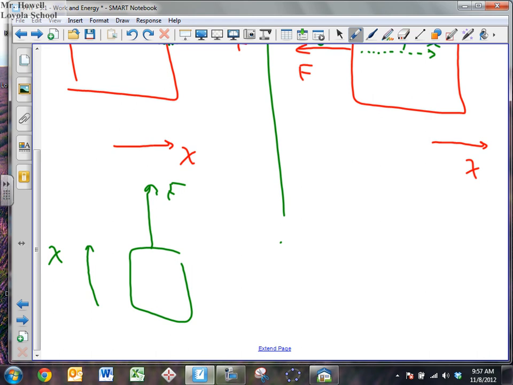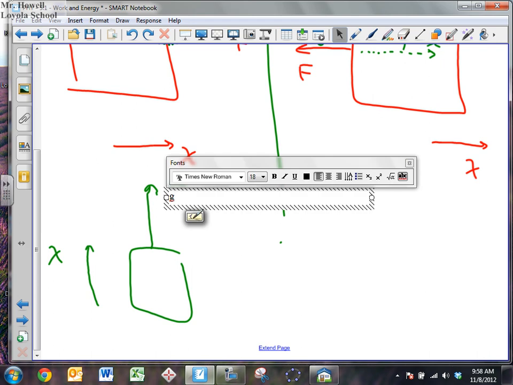What was the first thing you said? If force and displacement are in the same direction, work is positive, and if they're in opposite directions, negative. You're welcome.